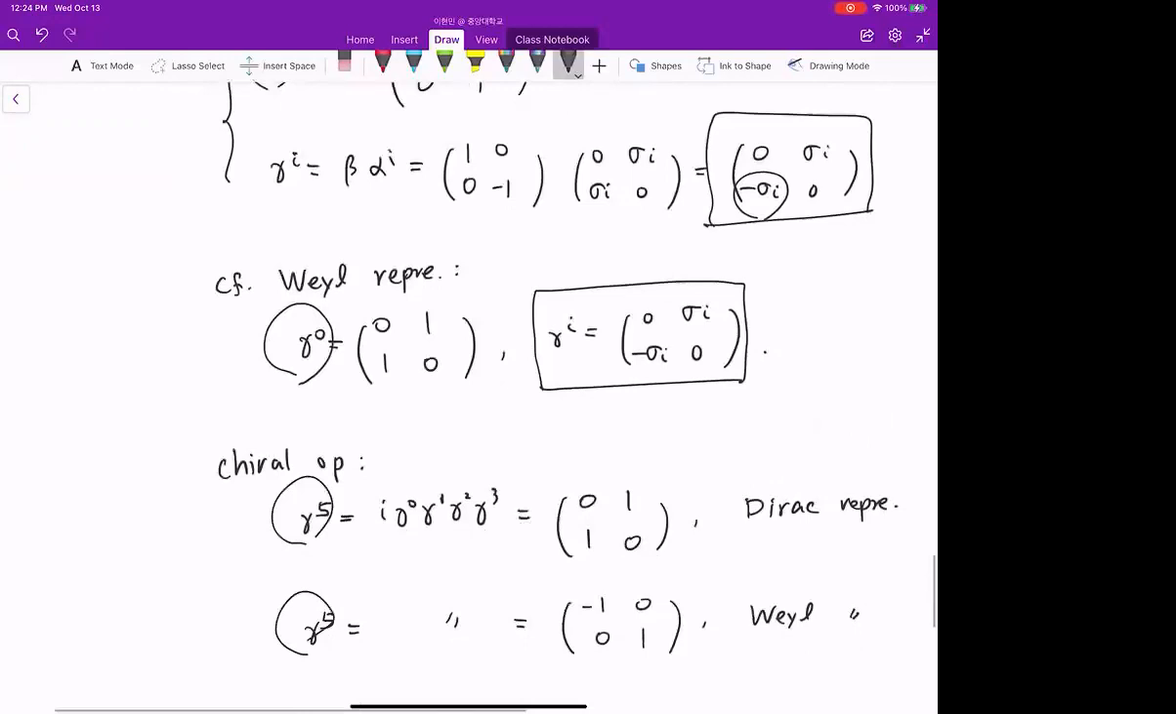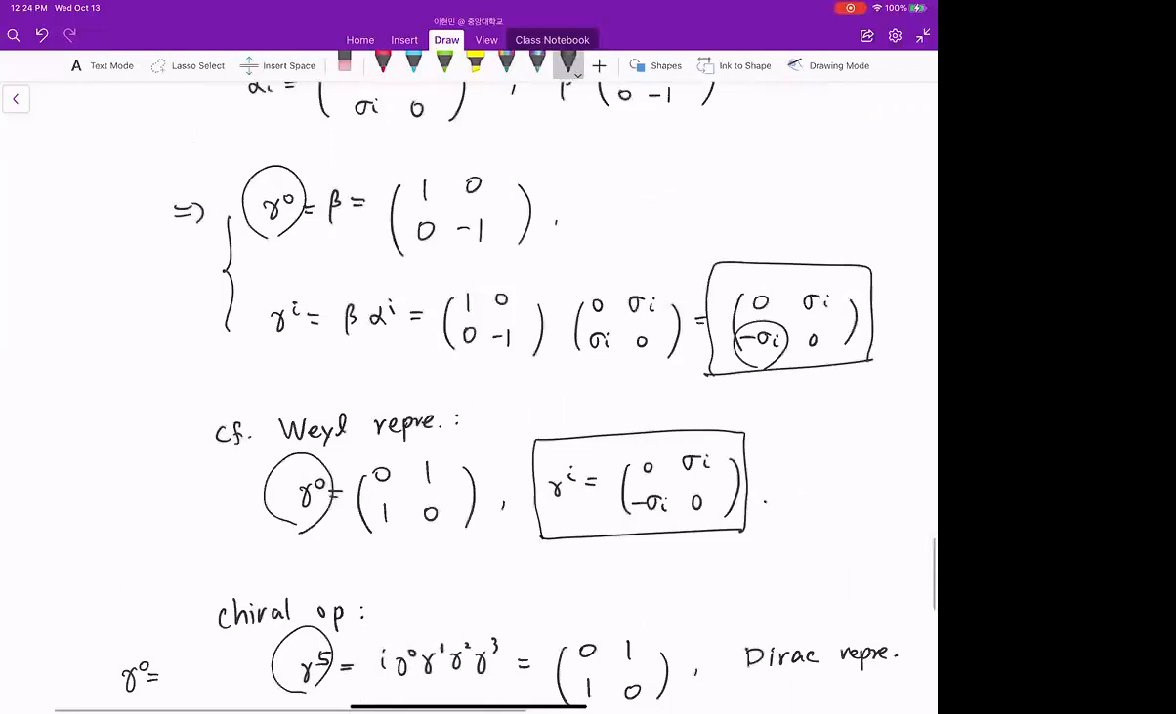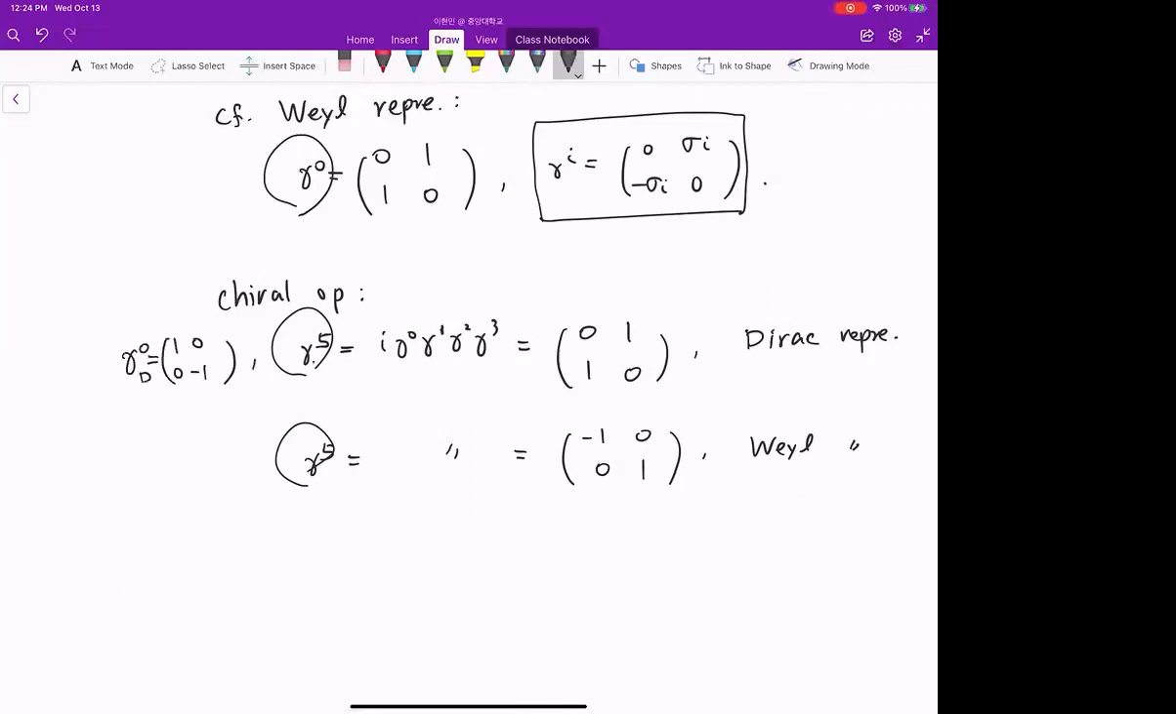Then this Dirac representation, you can see the gamma zero equal to 1 0 0. So let me call this the Dirac representation, D. And then the Weyl representation, this is 0, 1.